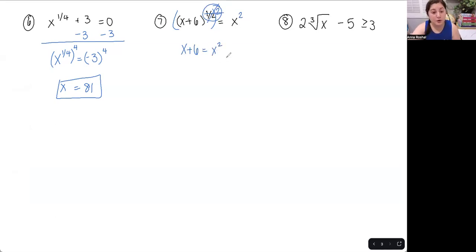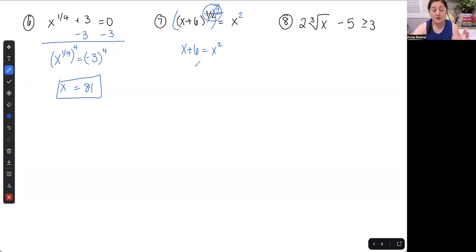Now, something that you'll notice is anytime I have an x squared, I'm likely going to have this method of factoring, right?